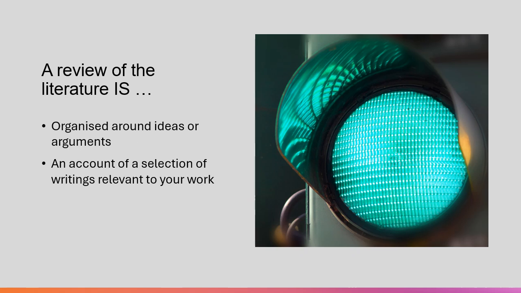A review of the literature is also organised around ideas or arguments. As you read, key themes will arise, and this is how your literature review should be organised. The next video focuses on how you might organise your literature review with this in mind. And finally, a review of the literature is also an account of the selection of writings relevant to your work. Just as an explorer would not make use of a map of Brazil when charting the North Pole, the literature that you include in your review should be relevant to your specific topic.